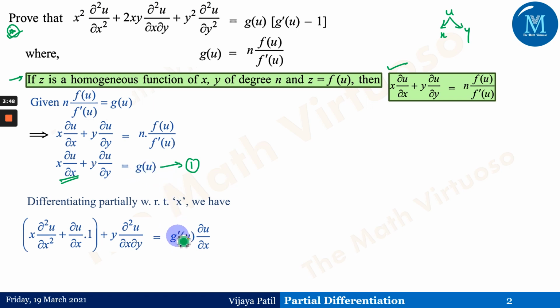So that is a function g dash u into ∂u/∂x, and by adjusting the terms and keeping this ∂u/∂x on the other side, it can be written as x ∂²u/∂x² + y ∂²u/∂x∂y is equal to g dash of u minus 1 into ∂u/∂x.